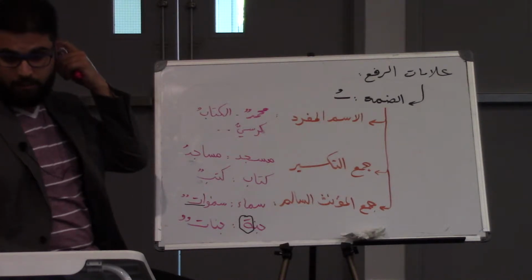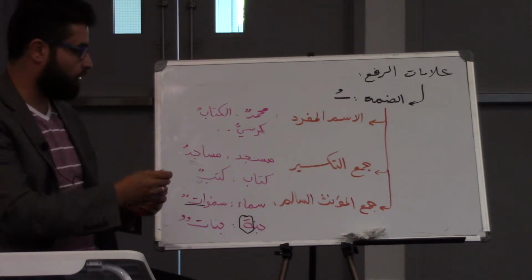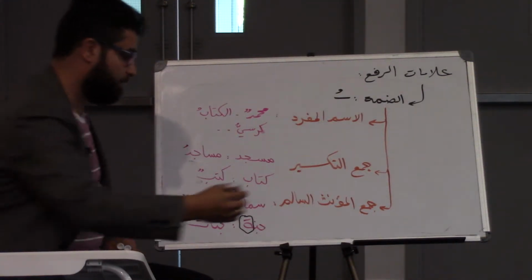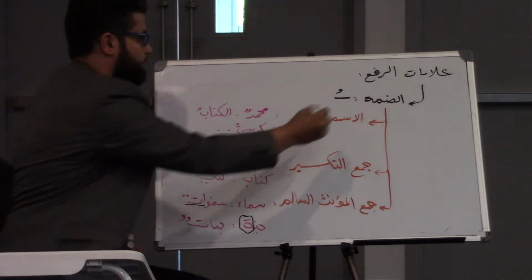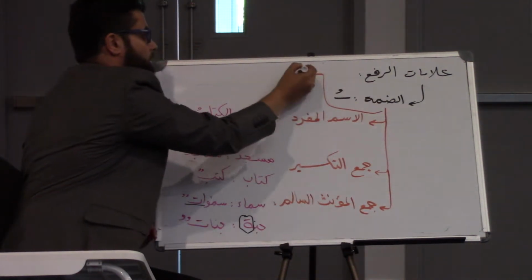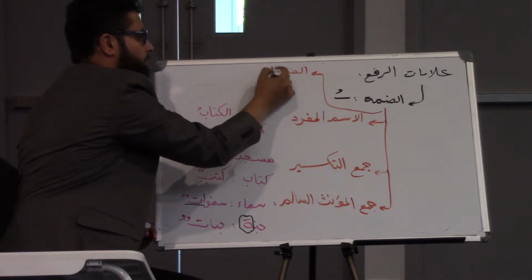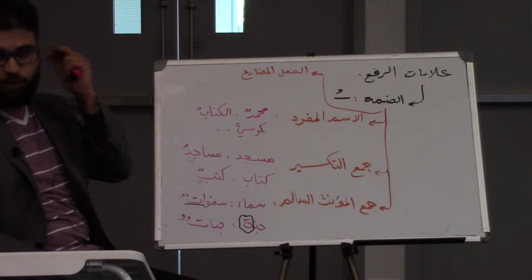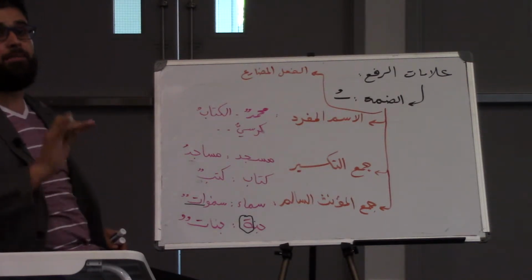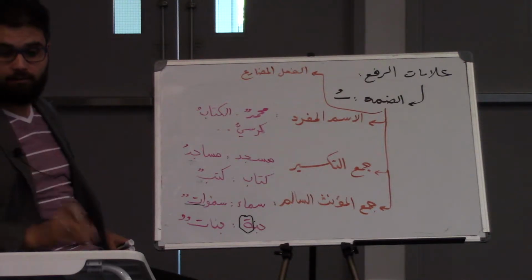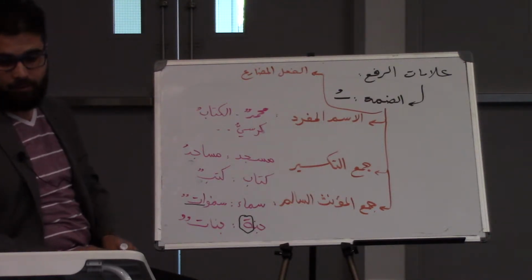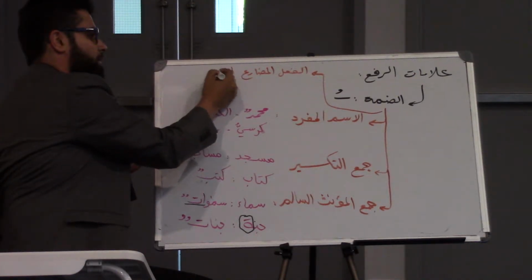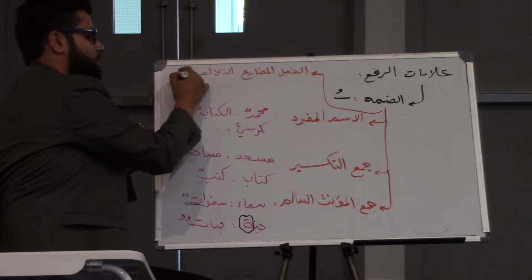Okay. Now the fourth word that takes dhamma as its marker or indicator of rafi' is, I'm gonna put it up here, al-fi'l al-mudari', the present tense verb, الذي لم يتصل بآخره شيء. The present tense verb which has nothing attached to the end of it. And I'll tell you why that's important in a second.